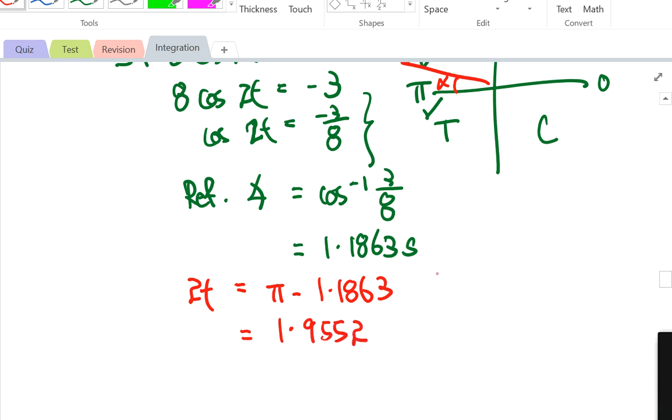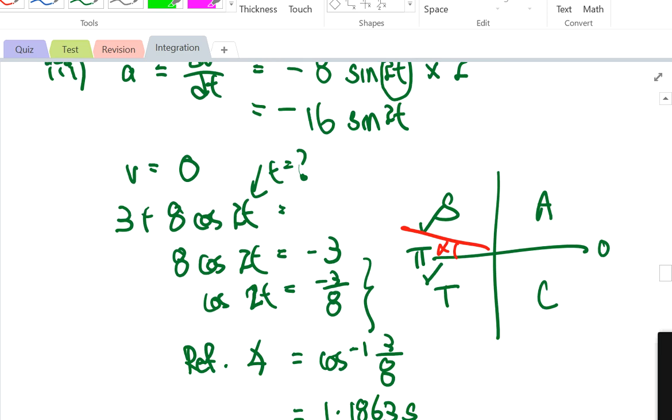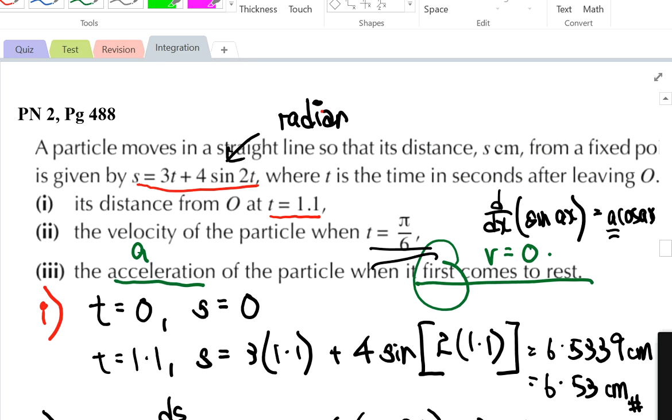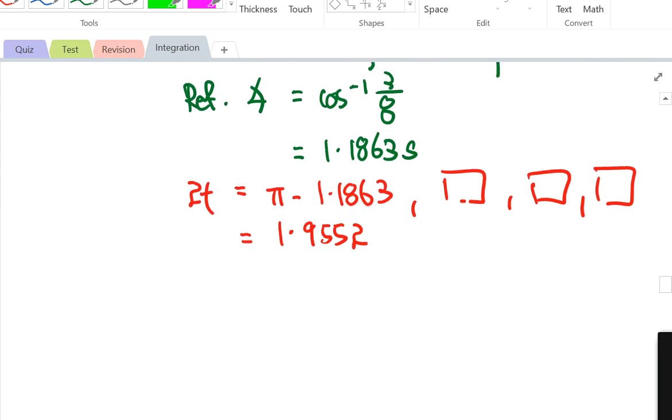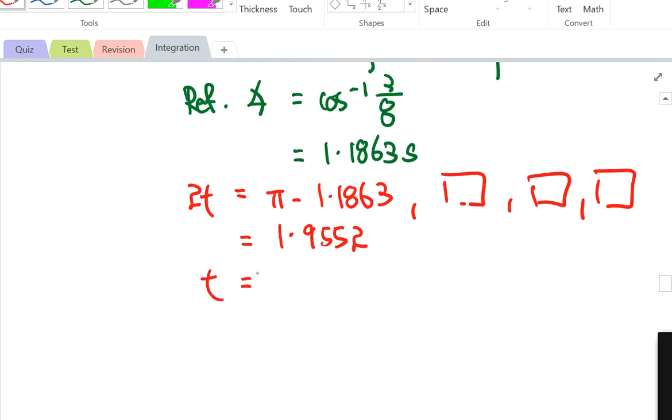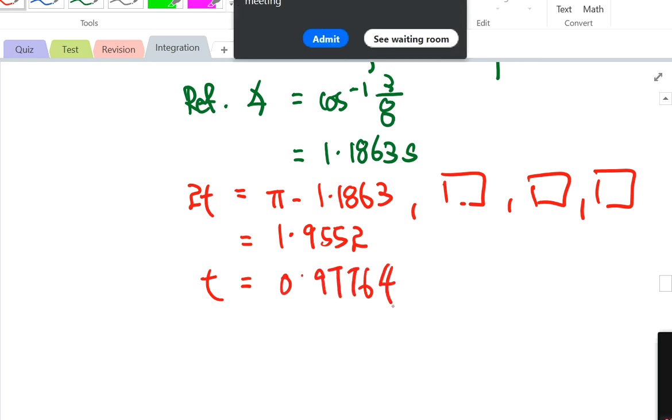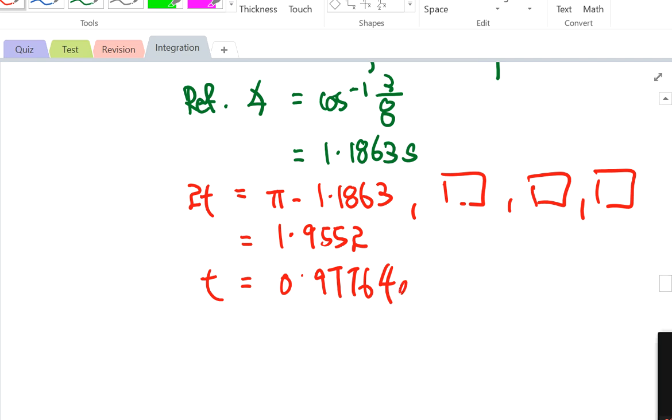However, I'm not going to find the rest of the answers, even though there are 3 more answers. Reason being very simple. Why? They say the first one. They don't want others. They only want the very first timing. So after that, I need to find t by dividing by 2. Then what do we do?